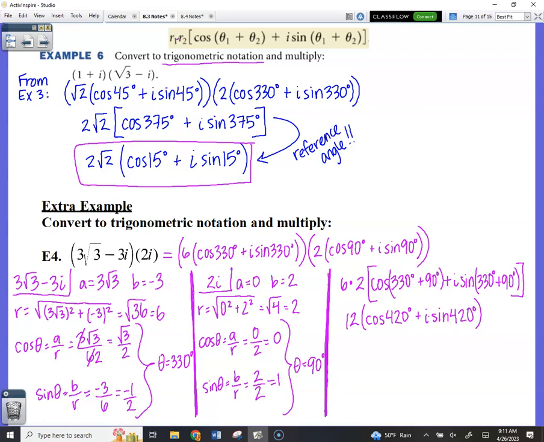Now, like in the last problem, we've just gotten a theta value, an angle that is beyond one full rotation. So we need to calibrate this down to a number between 0 and 360. So find the coterminal angle by taking 420 and subtracting off a full rotation. So 420 minus 360 is 60, and I'm going to make a note here. This is our reference angle, or you could say coterminal angle.